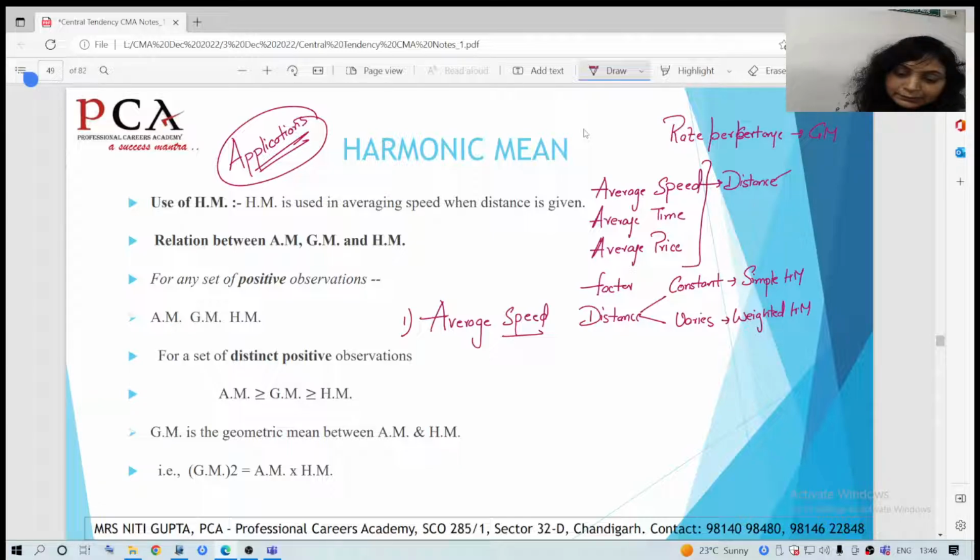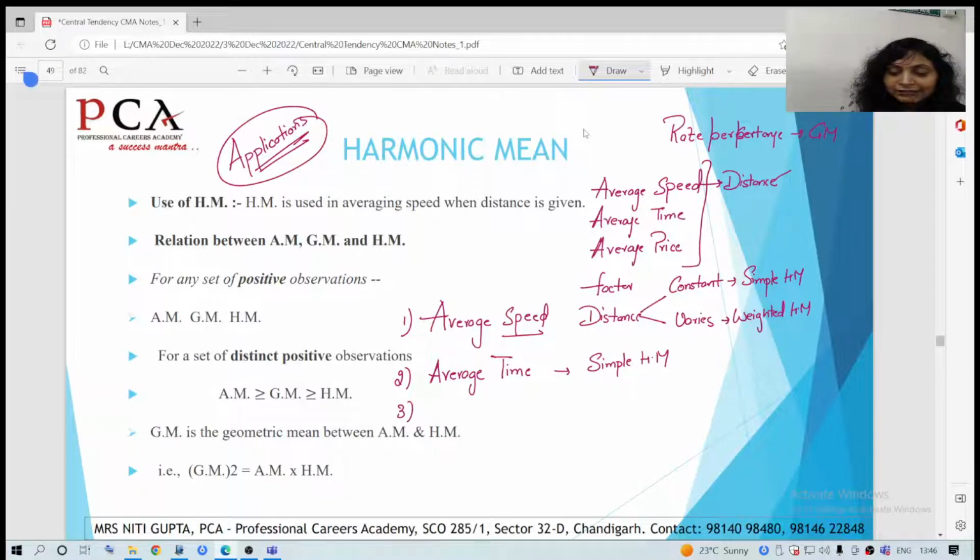Second is average time. Suppose you have been given that a piece of work is done by A in 5 minutes, B in 6 minutes, C in 4 minutes. So you have to find out the average time. In that case, you have to compute simple harmonic mean.